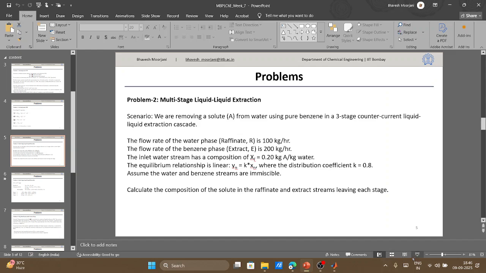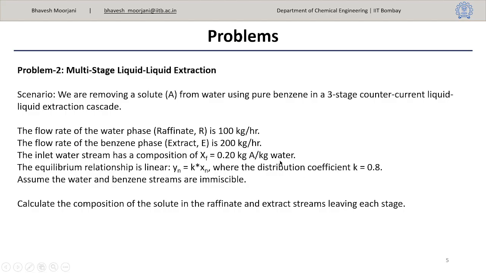So the second problem is a multi-stage liquid-liquid extraction problem. What is the scenario? We are removing a solute A from water using pure benzene as a solvent in a 3-stage counter-current liquid-liquid extraction cascade. Now the flow rate of the water phase, which is considered as raffinate, is 100 kg per hour. The flow rate of benzene, which is extract, is 200 kg per hour. The inlet stream has a composition XF of 0.20 kg of A per kg of water.